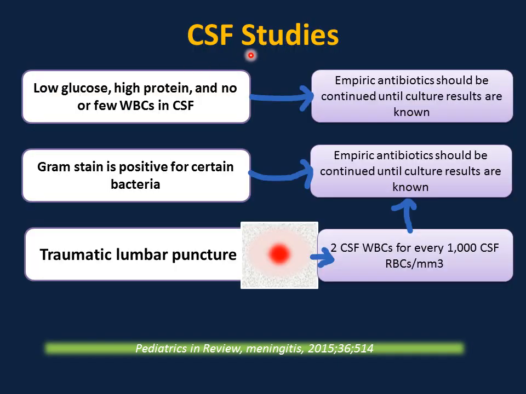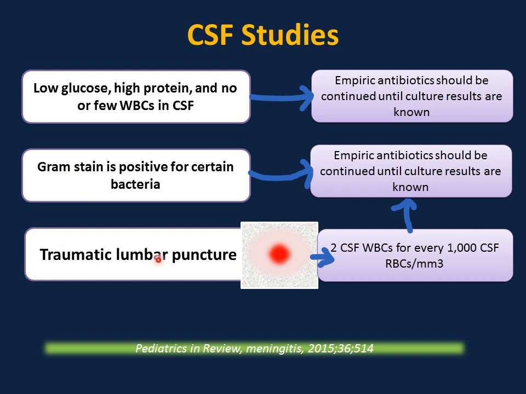It's very important to understand CSF studies in special situations. For example, if you have a patient with suspected meningitis and you did CSF studies showing low glucose, high protein, and no or few white blood cells in the CSF, in this case you have to continue empiric antibiotics until culture results are known. If you have a gram stain positive for certain bacteria, for example E. coli, you have to continue empiric antibiotics until culture results are known. So do not narrow the spectrum depending on gram stain only. You have to wait for the culture.